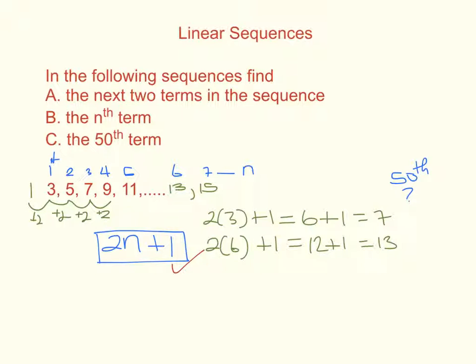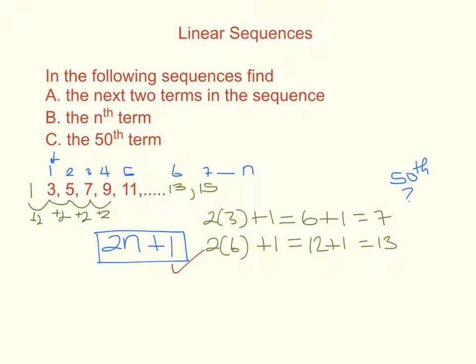Well, since I know that this is the nth term that makes this sequence work, I'm just going to replace the n with the number 50, because just as you saw, when I wanted the third term, I replaced the n with the number 3, and it told me that the third term was 7, which was correct here. When I wanted the sixth term, I replaced the n with the number 6, and that gave me the sixth term, which was 13. So now I want the 50th term.